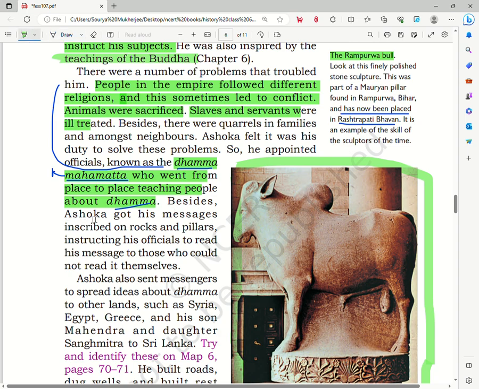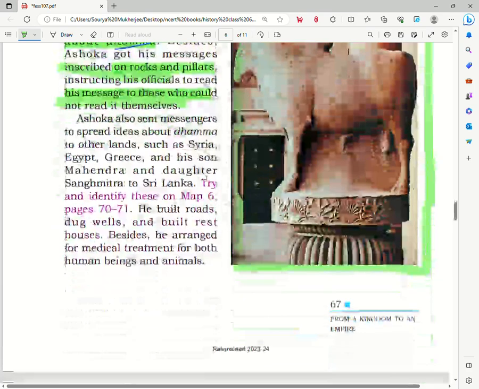Besides, Ashoka got his message inscribed on rocks and pillars, instructing his officials to read this message to those who could not read it themselves. So this was also one of the jobs of these Dhamma Mahamattas, that was to read the message of Ashoka that was inscribed on the Ashokan pillars and on the rock edicts to the people who were not literate and those who could not read it themselves. That was to spread his message.